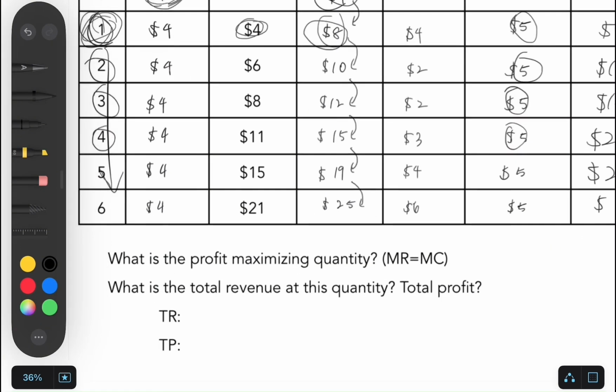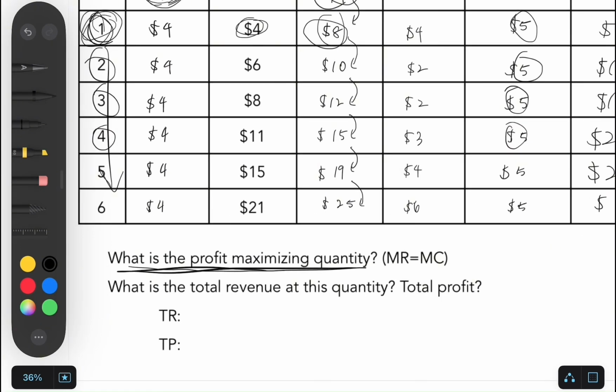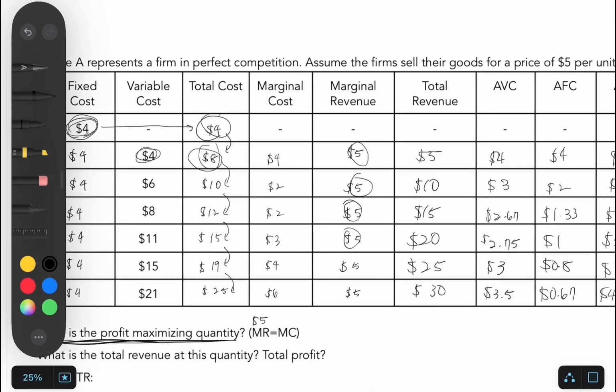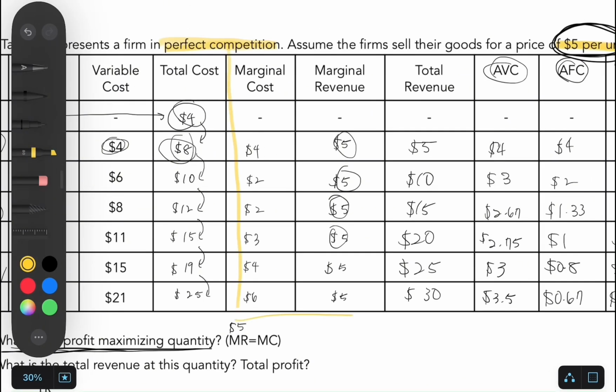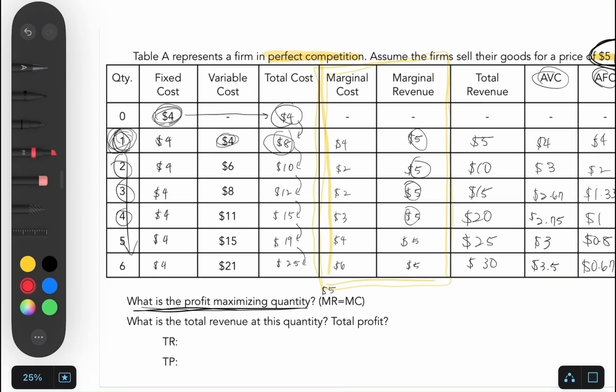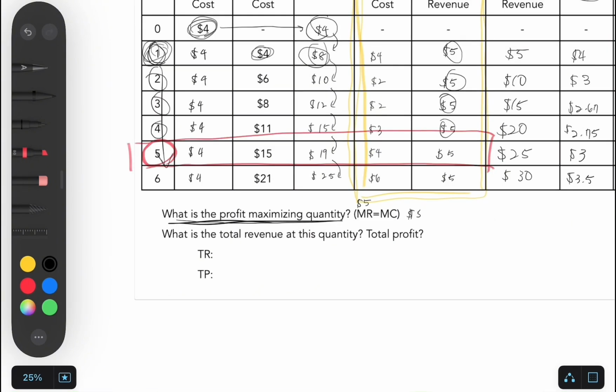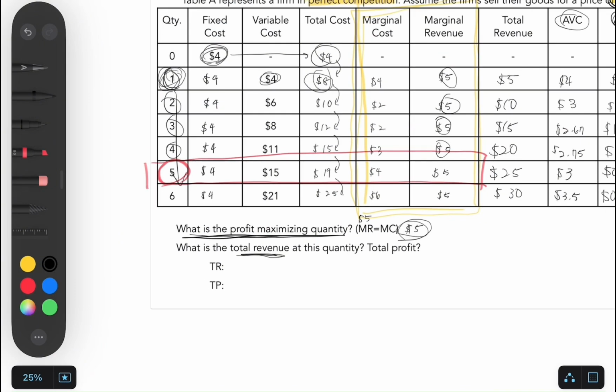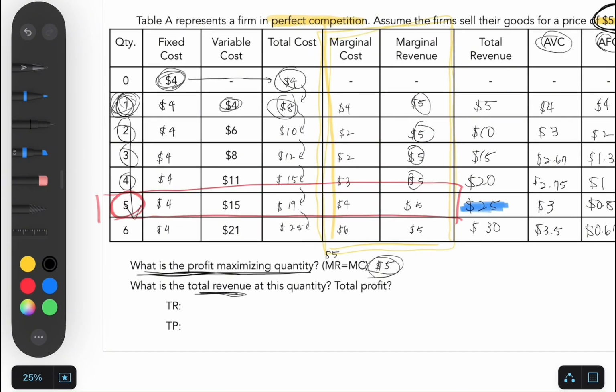So to answer our questions, the profit maximizing quantity is where MR equals MC, and MR is $5. So we're going to find the quantity where the marginal cost is closest to $5, which is the $4 at the fifth quantity. So the $4 in the marginal cost is closest to the $5 for the marginal revenue. The total revenue at this quantity would be $25.